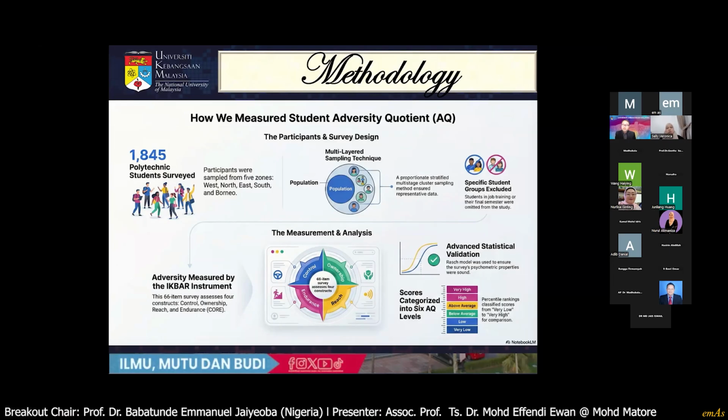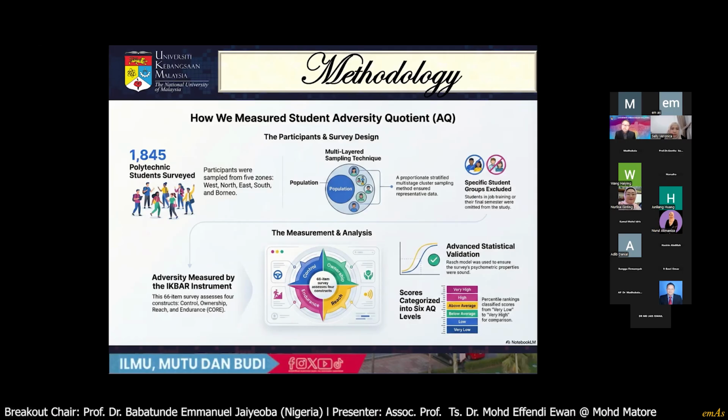And we use the proportionate stratified multi-stage cluster sampling. And for the instrumentation, we apply the AicQoL instrument. The AicQoL instrument is actually the Malaysian instrument of measuring AQ, but adapted from the AQP, Adversity Quotient Profile, by Stokes, and consists of control, ownership, reach, and endurance.